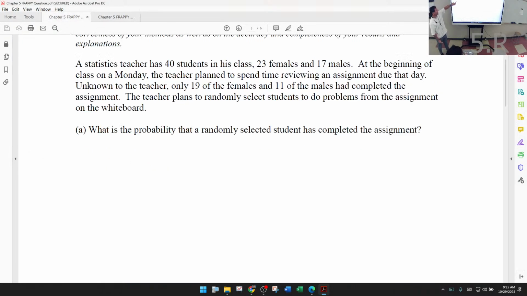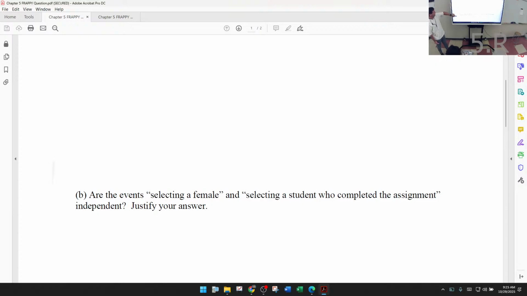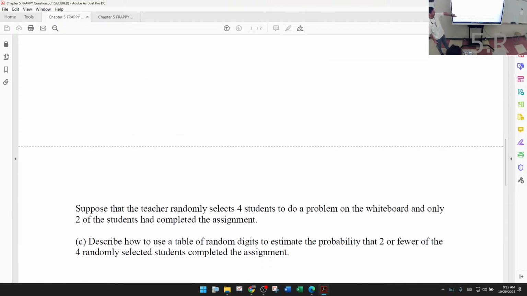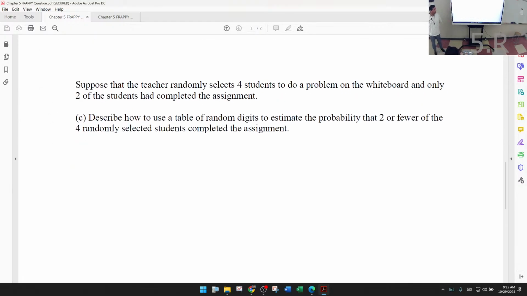Let's go with the question. A, B, C. So let's break this down. Suppose the teacher randomly selects 4 students. So we're going to select 4 students. Remember what we got: a classroom of 40. We're going to randomly select 4 of them. Might be a male, might be a female. There's a better chance it's a female than a male because there's more females. But who cares? We're going to choose 4 at random.